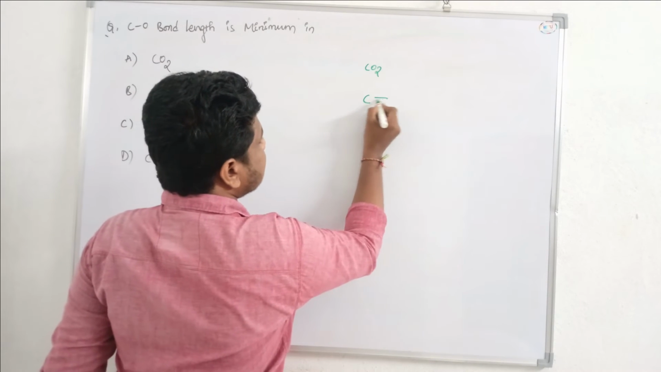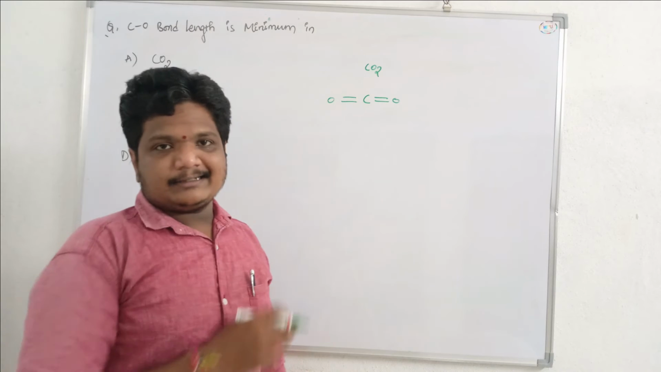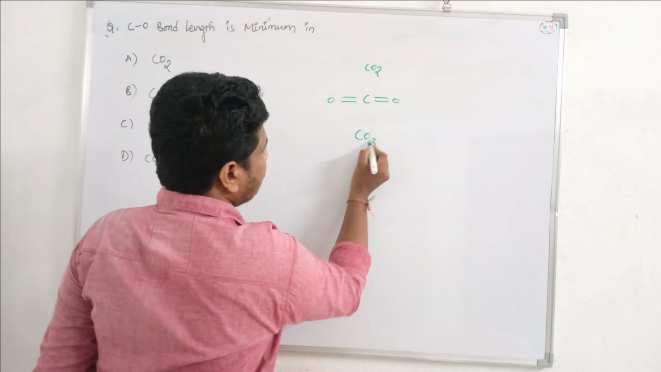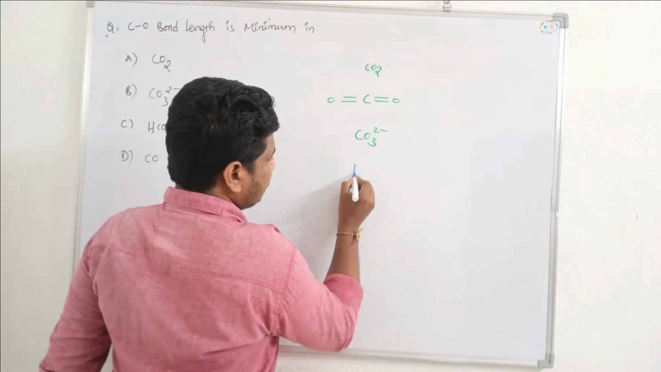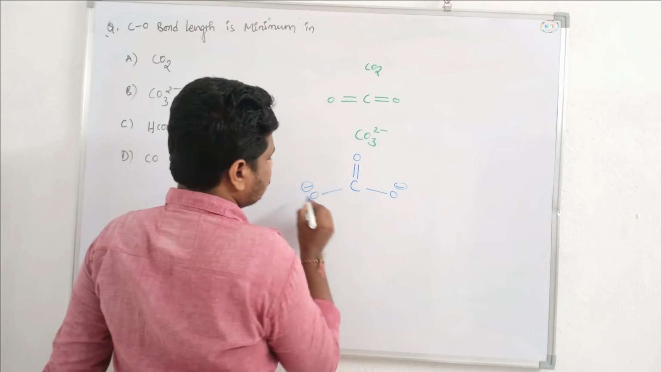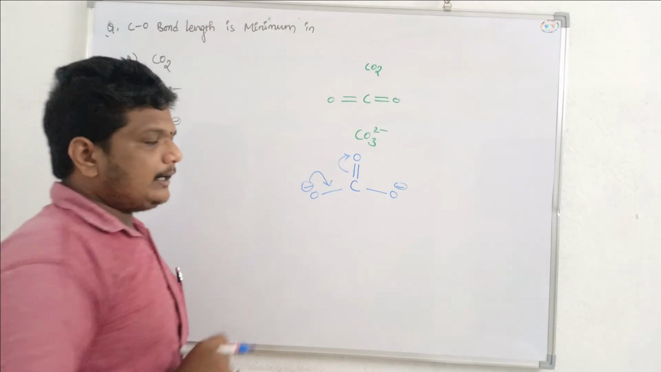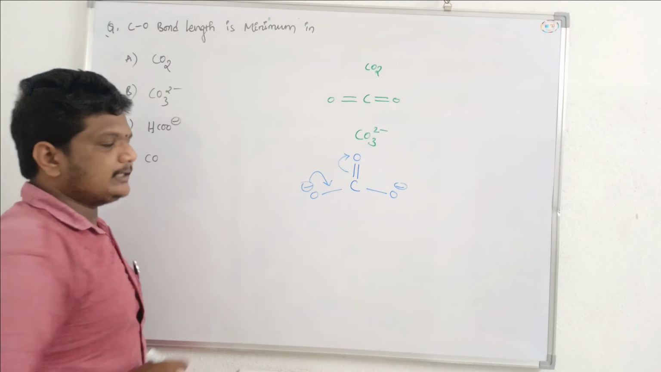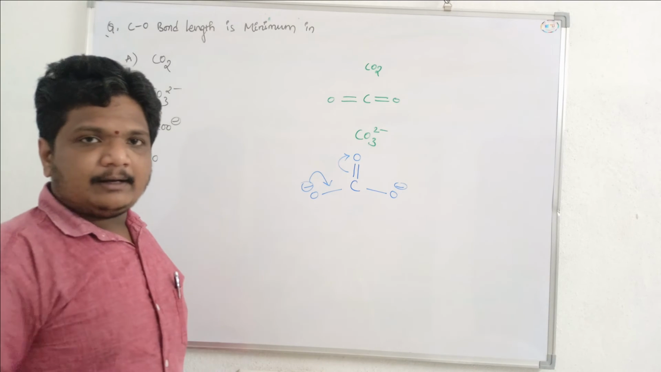So here in the case of CO2, we have C double bond O and C double bond O. So there is a double bond between carbon and oxygen in the CO2 molecule. Now let us see the case of CO3 2 minus. Here, C double bond O, and this is O minus and this is O minus. So there is a partial double bond character between the carbon and oxygen. There is delocalization of the negative charge between these two oxygen atoms, so that's why there is a partial double bond character between the carbon and oxygen.